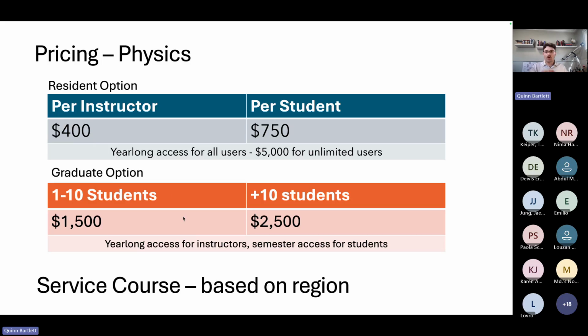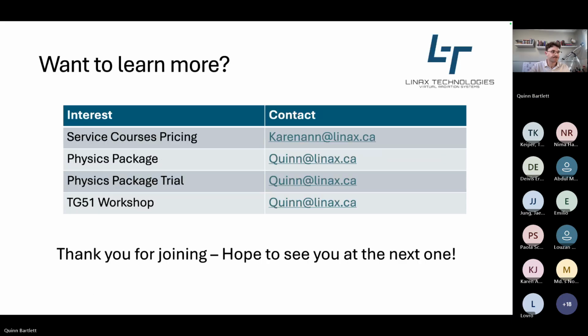Or we have one for a graduate level course where if you have 1 to 10 students, it's $1,500, and 10 plus students, it's $2,500, where the students get access for the semester, but the instructor gets access for the whole year. Our service courses are very much based on region, so please reach out if you'd like to know more information about our service courses.